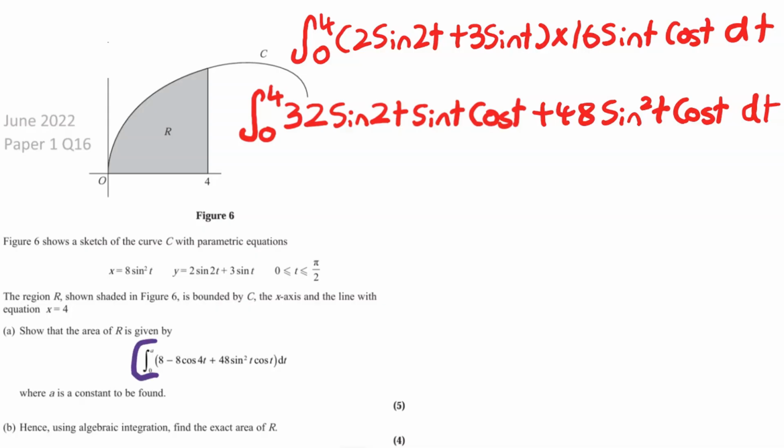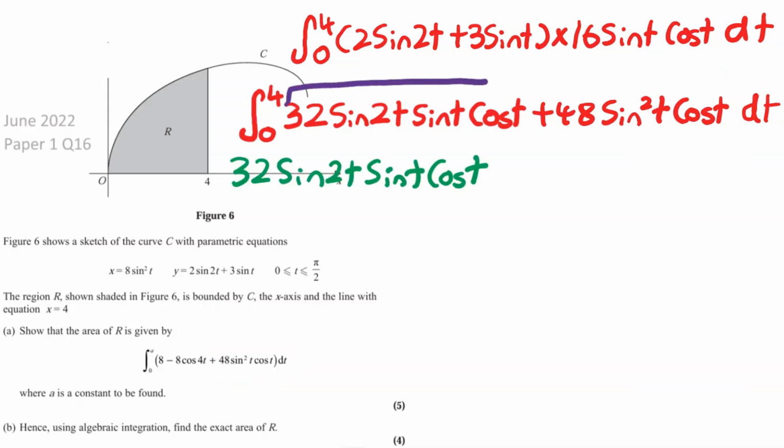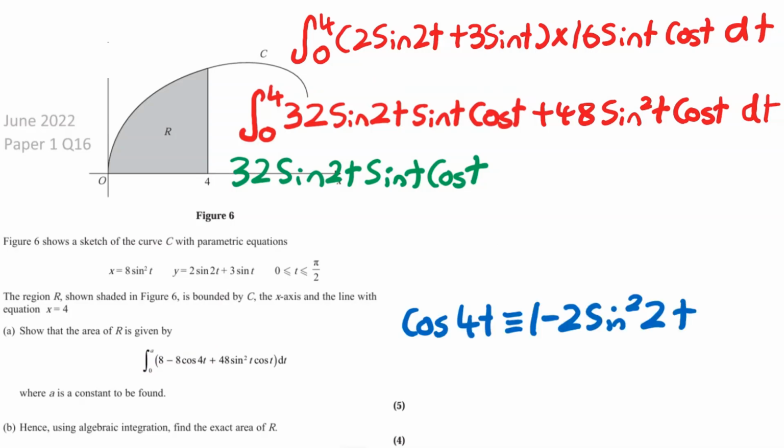Now, if we look at the integral that we want as our final answer, we have this 48 sin squared t cos t, which is what we have here. So this is fine, we don't need to touch this. The issue is this term here, which we don't have in the final answer. We have this 8 minus 8 cos 4t. If you consider the double angle formula for cos 4t, the sin version is this here, where cos 4t is equivalent to 1 minus 2 sin squared of 2t.